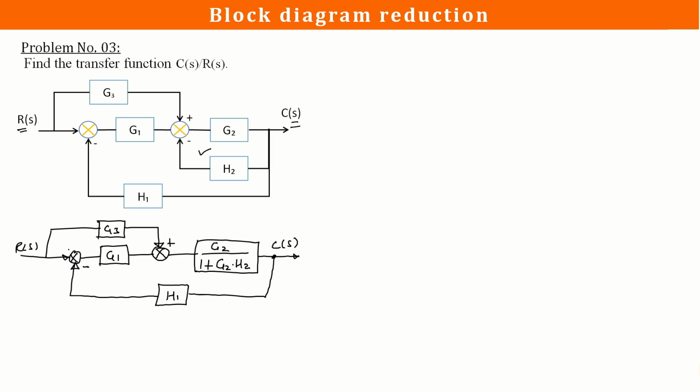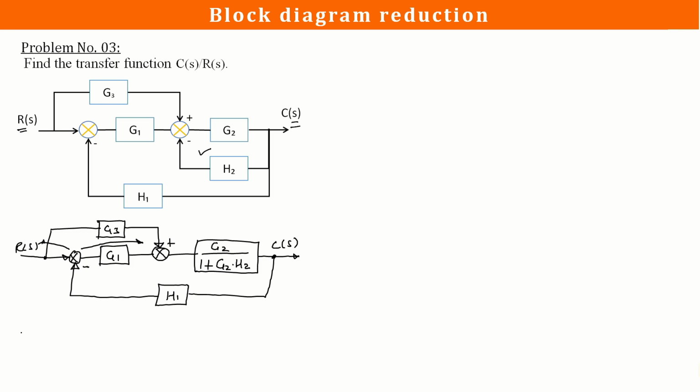Now one option is to shift the summing point after this takeoff point. But what is going to happen? We are going to add complexity to this block diagram. So what else can we do? The better thing is to shift this summing point after this block here. When we shift a summing point after the block, we need to add that block in series with the feedback signal. So we will be adding G1 here with this feedback signal.